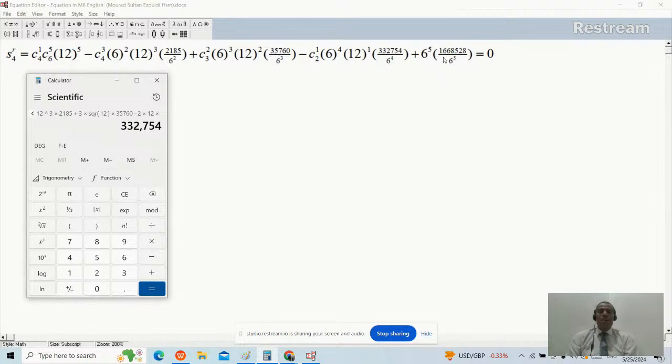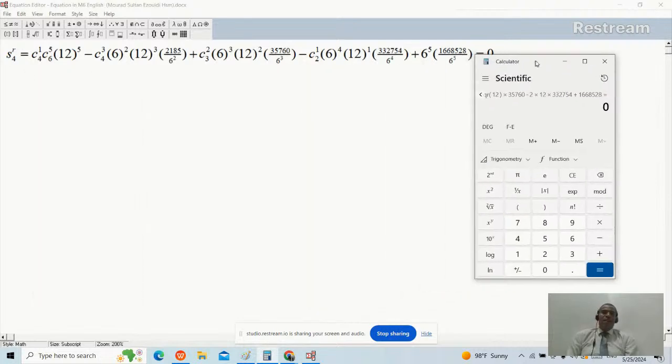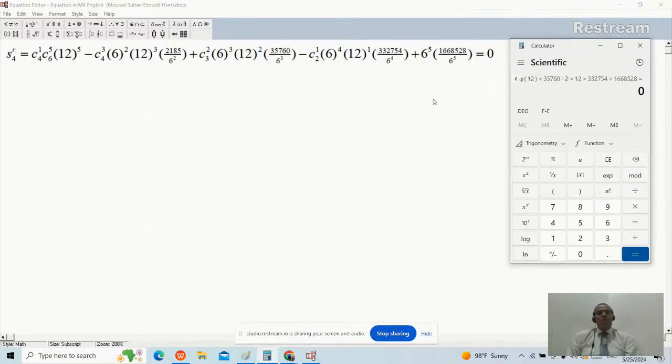No need to write it, it will be cancelled out. So we'll just write 1,668,528. Then plus 1,686,528. This one, learners, I will make equal sign. So the value of this S4 is in fact equal to 0.